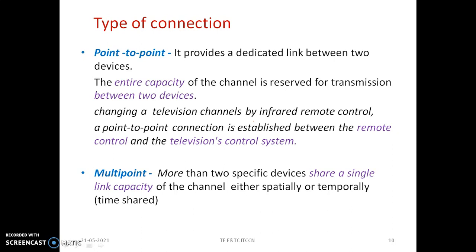Multi-point communication is when more than 2 specific devices share a single link, the capacity of the channel being shared either spatially or temporally. Spatially is wherein at the same time you are sharing the resources or the channel. Temporally is in terms of a time-shared manner. So a multi-point connection can be there, and a point-to-point connection can be there.